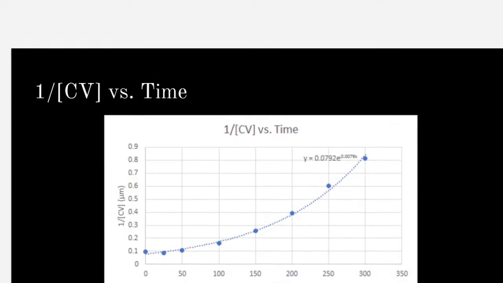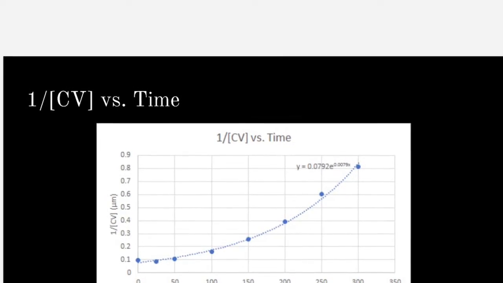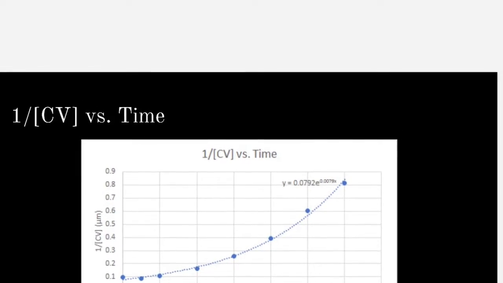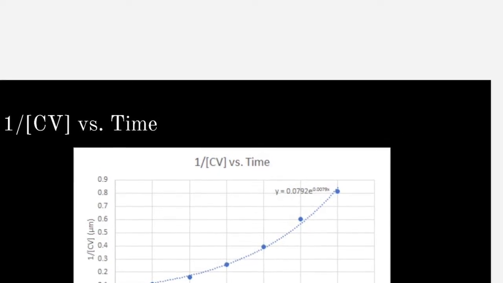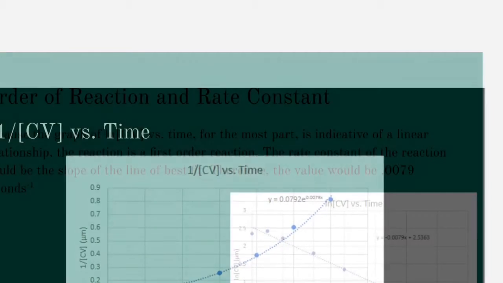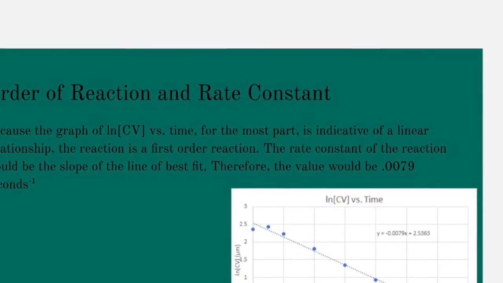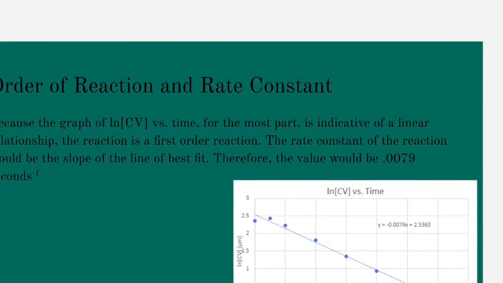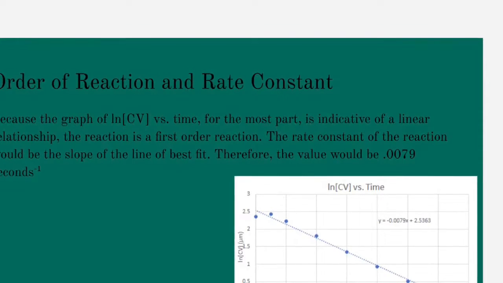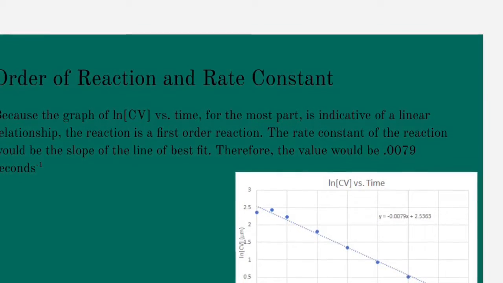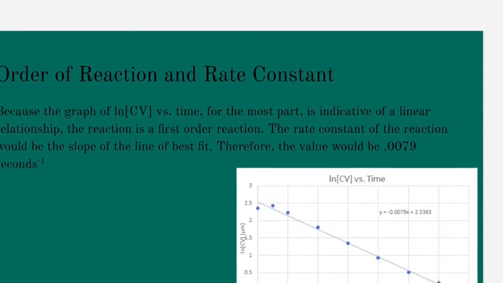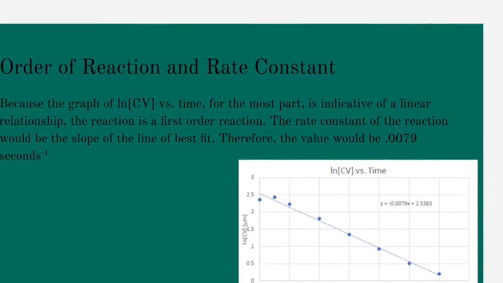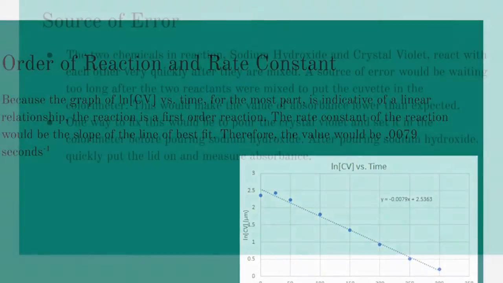This graph shows 1 over the concentration of crystal violet versus the time and how it increased at an exponential rate. Because this model is not linear, it can be assumed that the rate of reaction is not second order overall. As stated earlier, because the natural log graph is linear, this means the rate of reaction overall is first order. The rate constant in this case would be the slope of the line of the natural log, which would be 0.0079. The correct unit would be seconds to the negative first power.